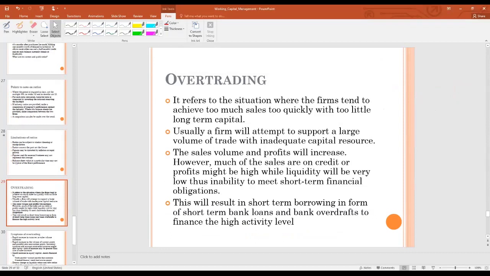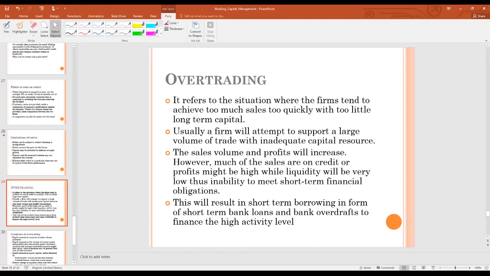Now, what is overtrading? Overtrading is a case where, as a company, you are intending to achieve too much sales too quickly without enough supporting long-term capital. Don't forget, if you want to achieve sales, then you first have to take care of your working capital. At the same time, you have to invest towards long-term assets.